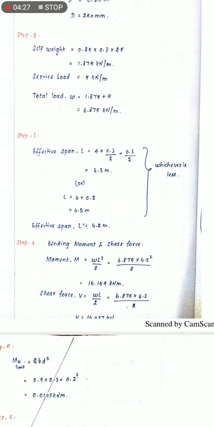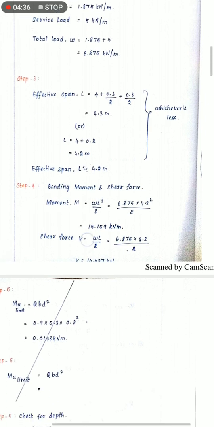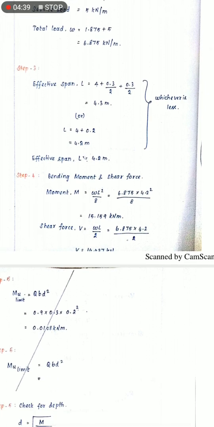Then clear span plus effective depth, so 4 plus 0.2 equal to 4.2 meter. Whichever is less, therefore effective span equal to 4.2 meter. This is the trial and error method, so we don't know already how we will provide the dimension for this support condition and this load condition. So it is trial and error method. Next step is to find the bending moment and shear force calculation.